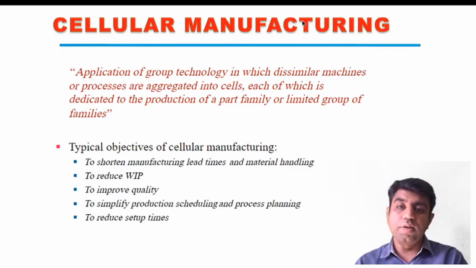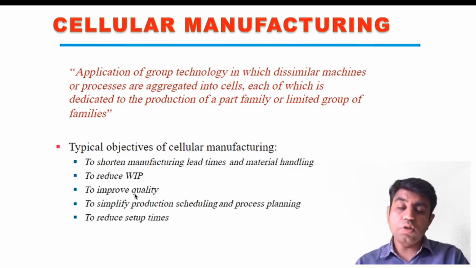So cellular manufacturing is nothing but an application of group technology in which dissimilar machines or processes are aggregated into cells, each of which is dedicated to the production of a part family or limited group of families. Now, the different objectives which are solved with the help of this formation of machine cells is called the cellular manufacturing concept.